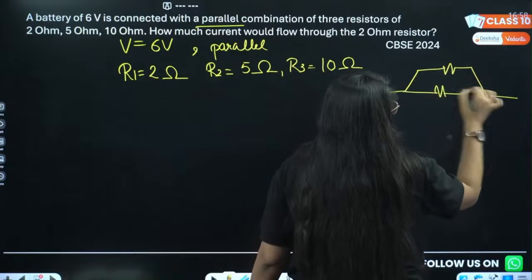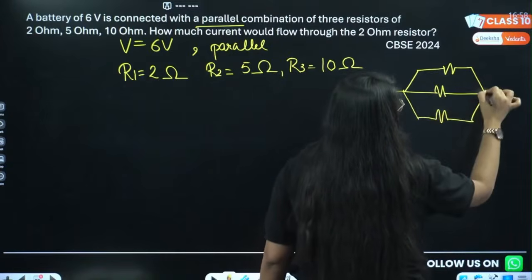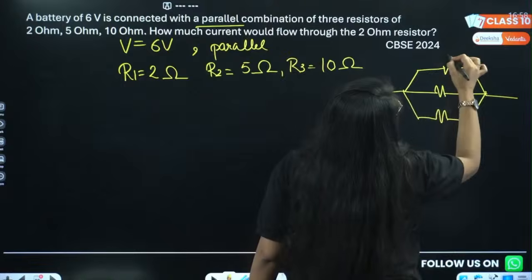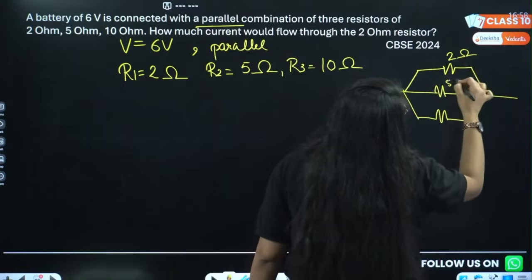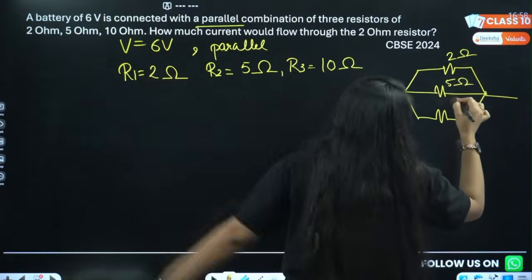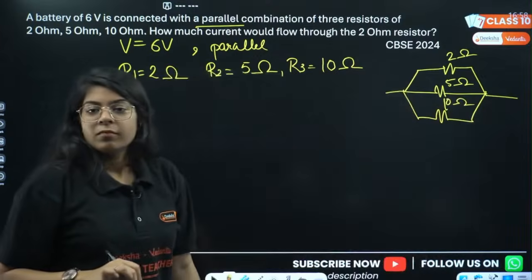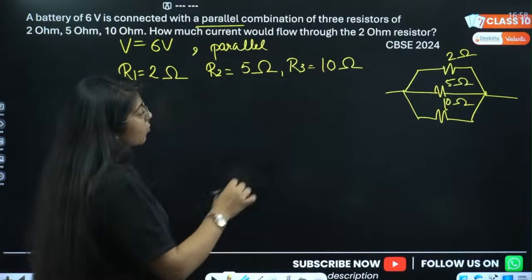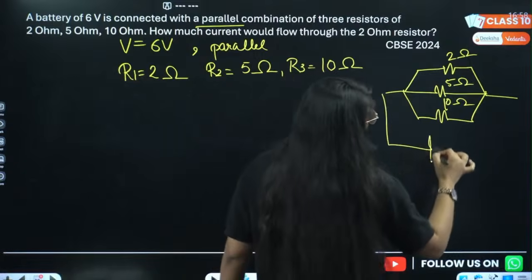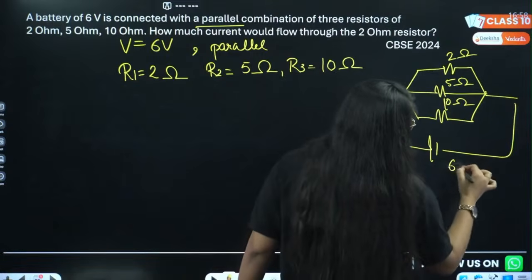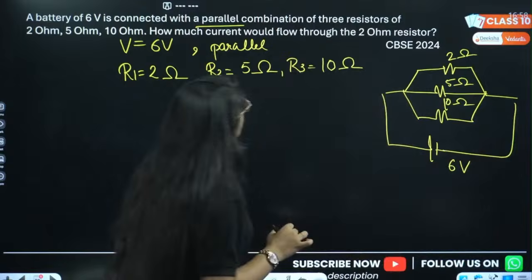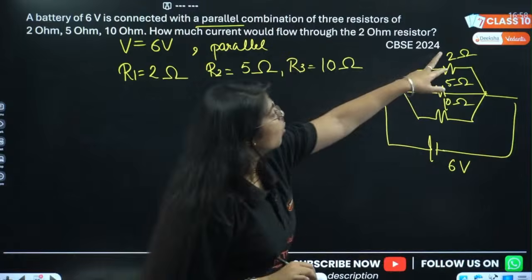They are connected in parallel, ma'am. This is 2 ohm, this is 5 ohm, this is 10 ohm. Understood? Now these are connected to a 6 volt battery. We have to find the current through the 2 ohm resistor.